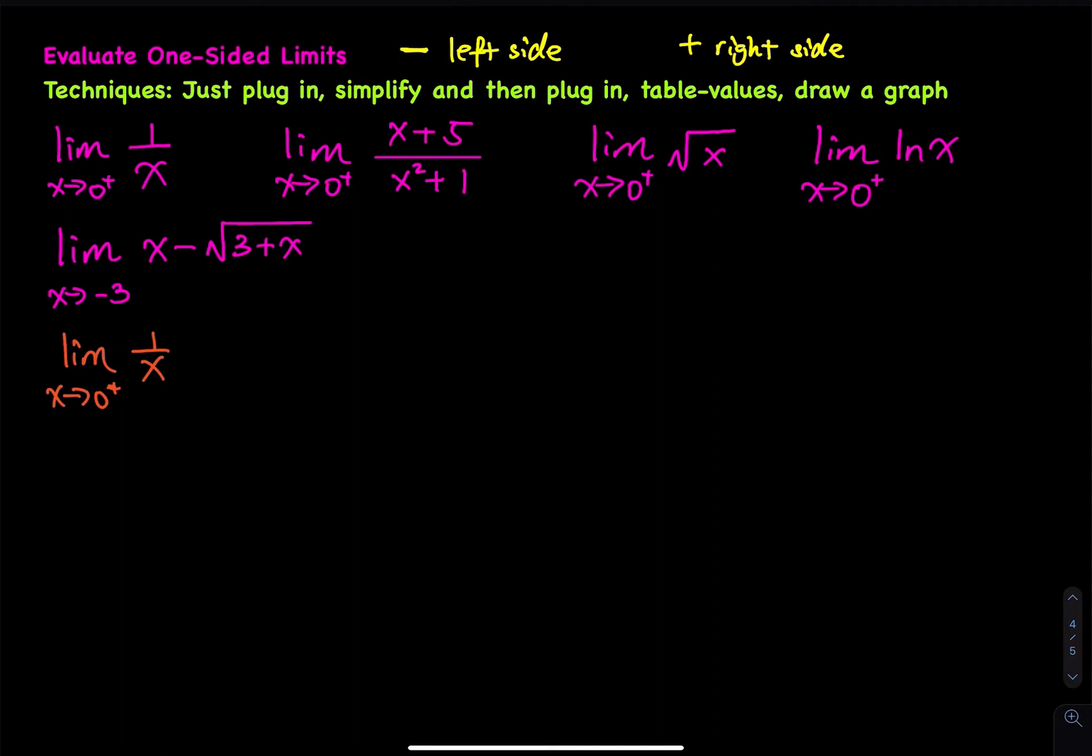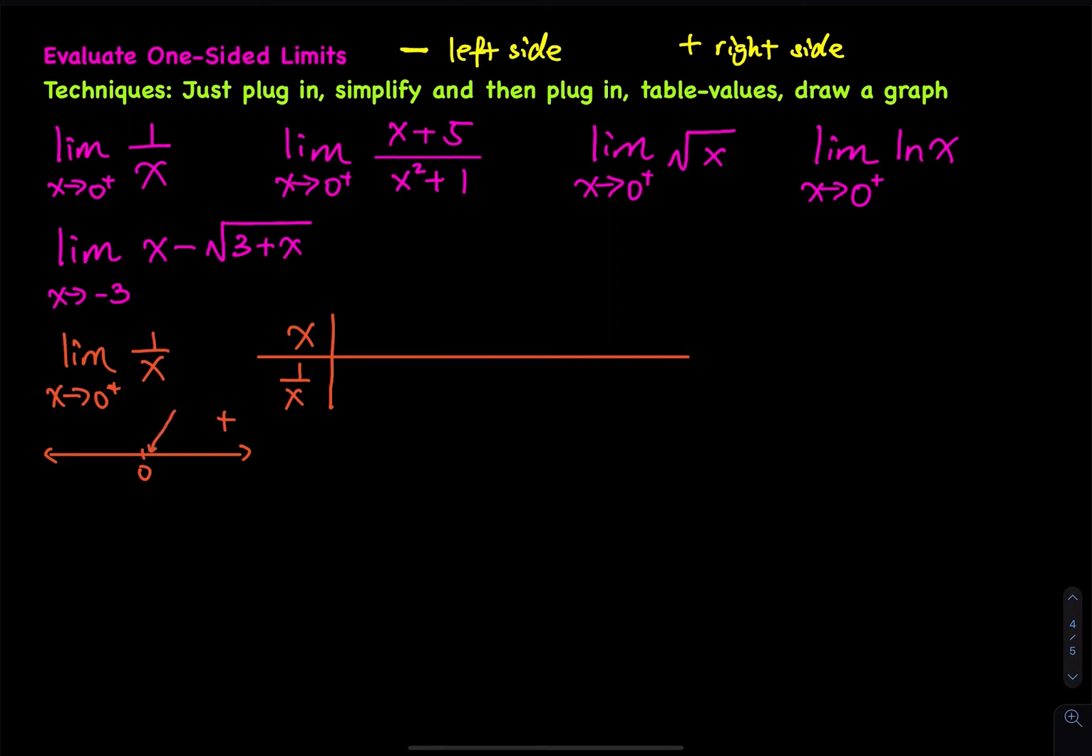So I'm going to set up a table, x and 1 over x, and then I am going to pick some values that are very close to 0, from the right-hand side. So let me give you a picture of 0 from the right-hand side. What does that mean? You have a 0, this is a number line, so this is the right-hand side, right? And then x approaches 0 from the right, that means you are going to pick a number that is just a little bit greater than 0.